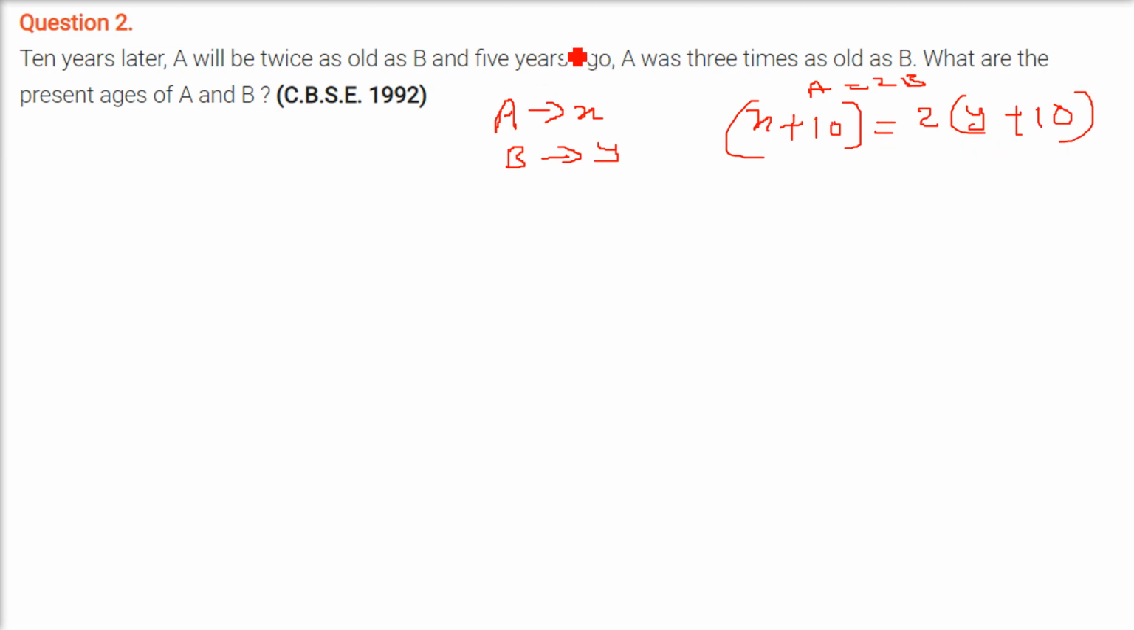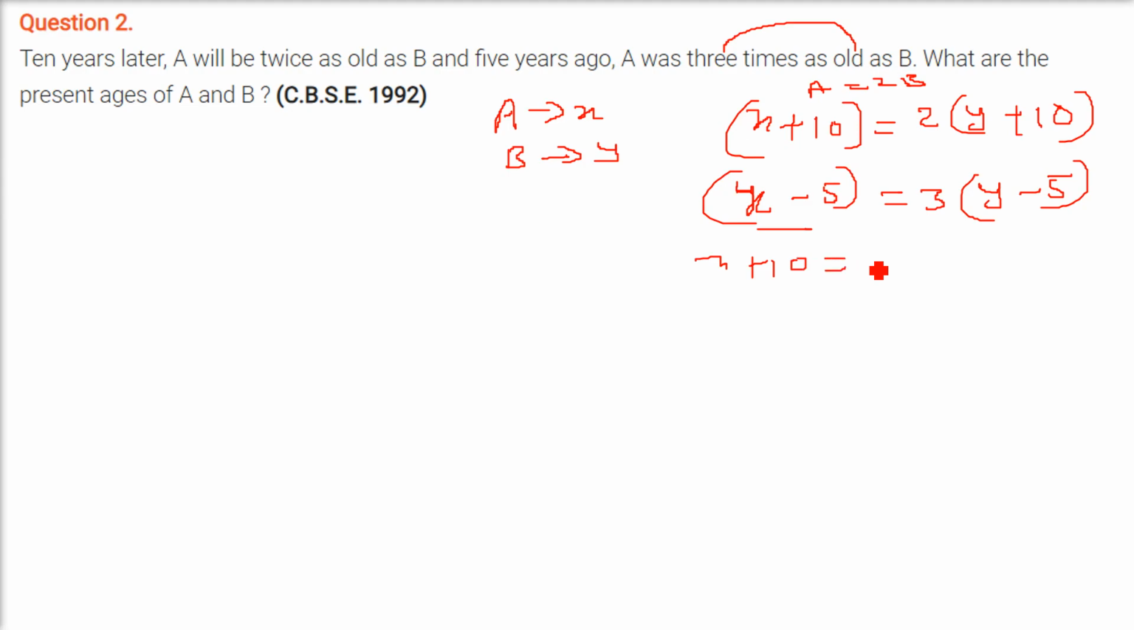And 5 years ago, when we say 5 years ago, we have to subtract 5 from the age of A and 5 from the age of B. So 5 years ago, A was 3 times as old as B. So the first equation is X plus 10 equal to 2Y plus 20. That is X minus 2Y will be equal to, take 10 here, 20 minus 10 is 10. The first equation is this.